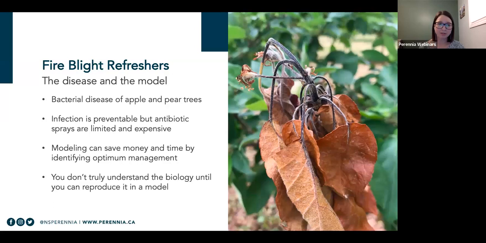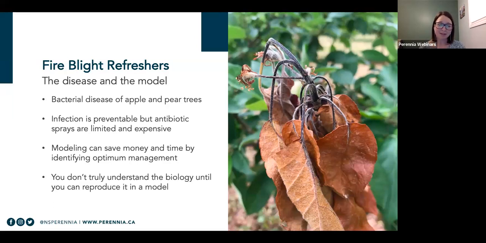Now, before we dive into it, just an overview of fire blight disease. It is a bacterial disease of apple and pear trees, and infection is preventable, but of course, using antibiotics, it's very expensive. And also because of the label requirements, we have limited opportunities when those antibiotics can be applied. So the reason why we turn to modeling is so that we can identify those optimum management opportunities and hopefully save money and time by targeting those key periods.